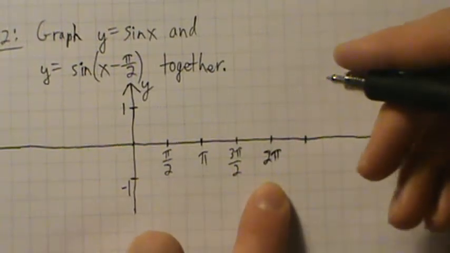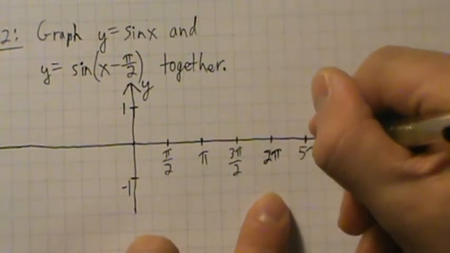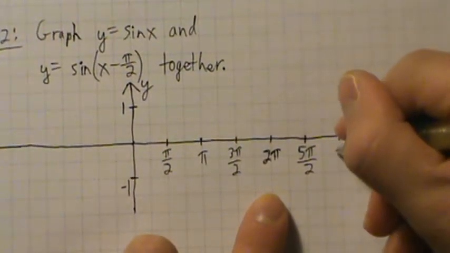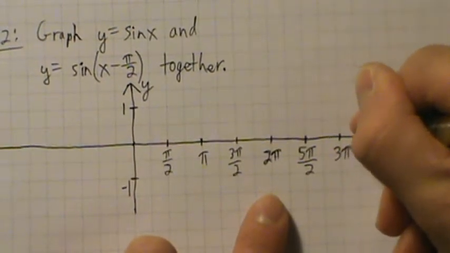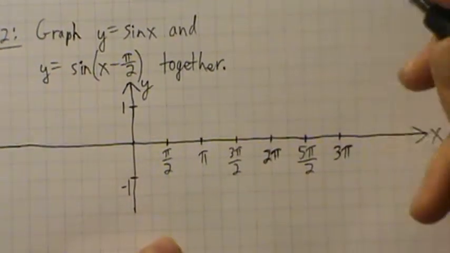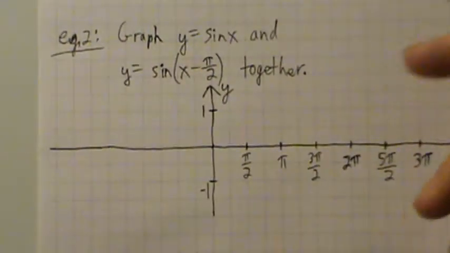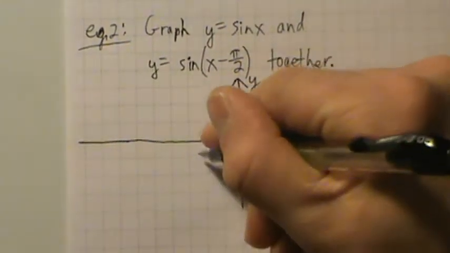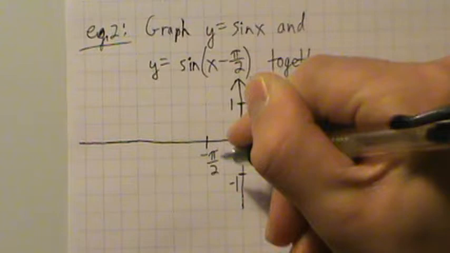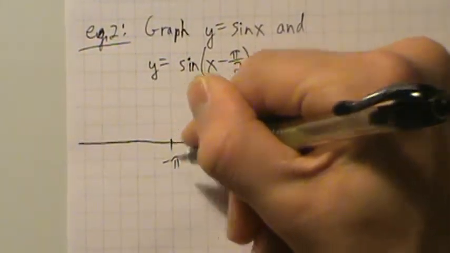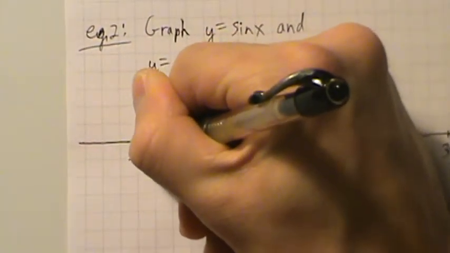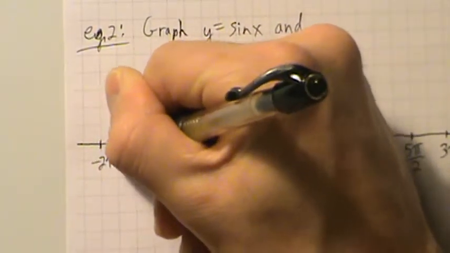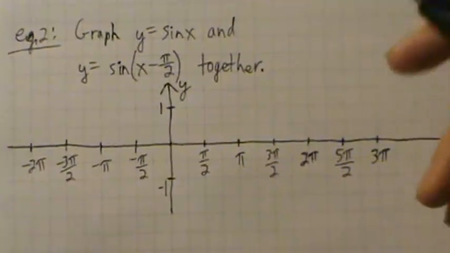So 3 pi over 2, 2 pi, the next one's going to be 5 pi over 2, and then 3 pi. Okay, we probably don't have to go much farther than that. We'll worry about it later if we have to. Now if we go this way, keep the scale the same going to the left, so negative pi over 2, and then negative pi, negative 3 pi over 2, and then negative 2 pi. Alright, so let's go ahead and graph the sine function first.